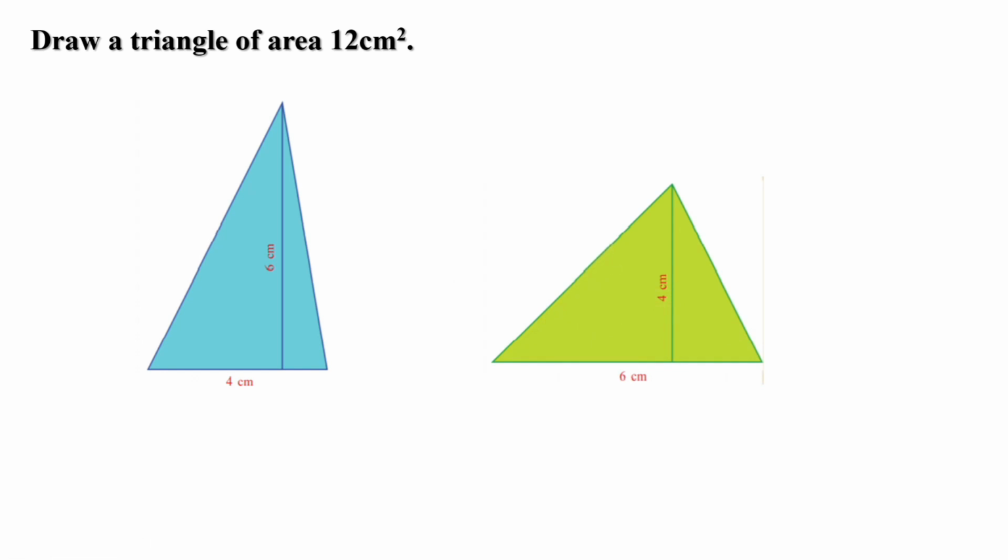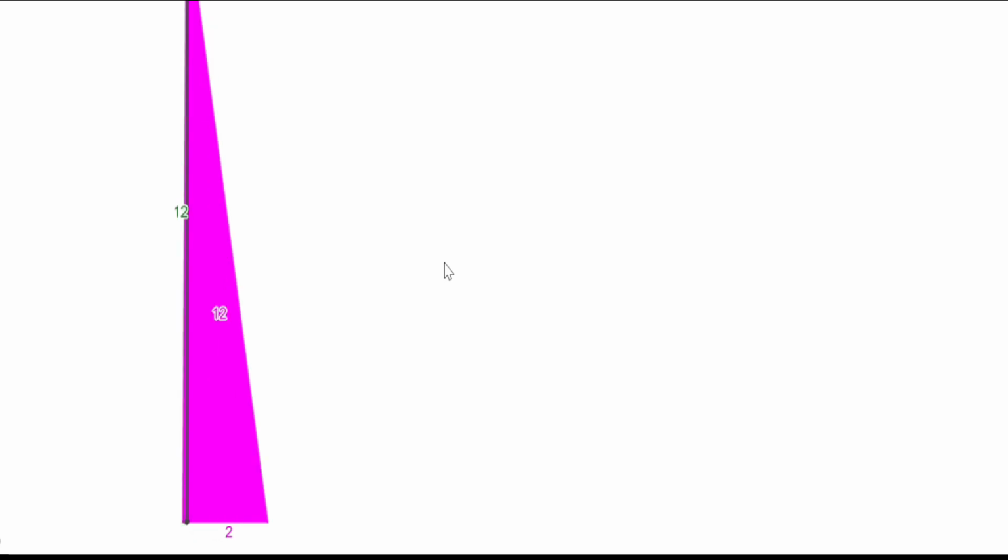Again, here also the area is 12. Can we draw more triangles with area 12 centimeter square? Let us see. See these triangles. Everywhere the area is 12.